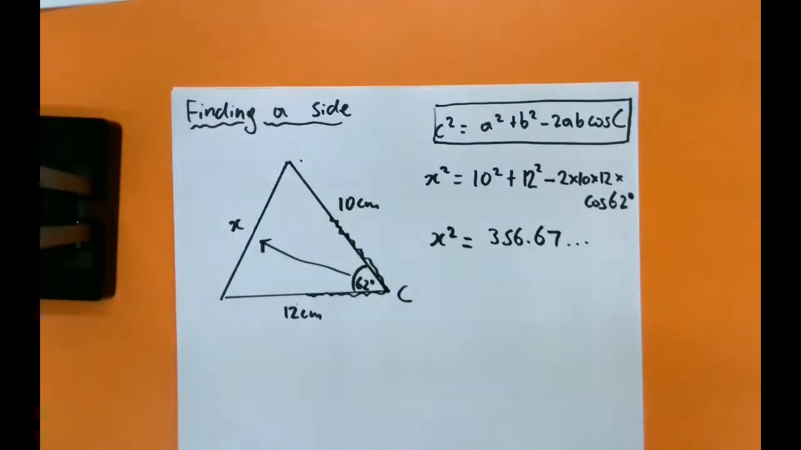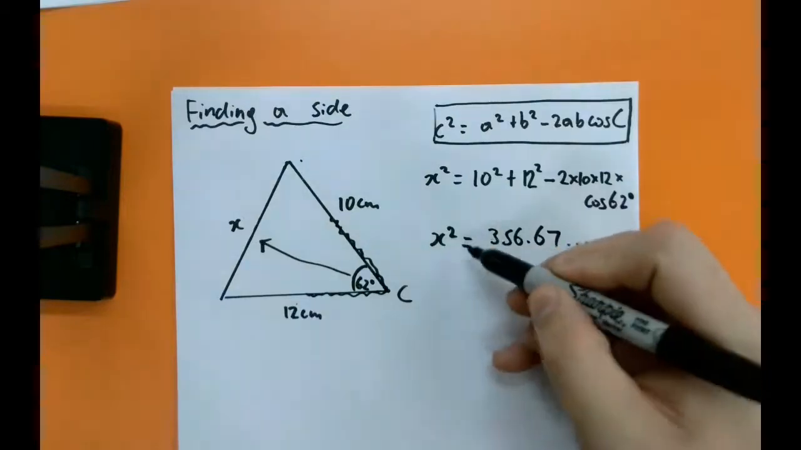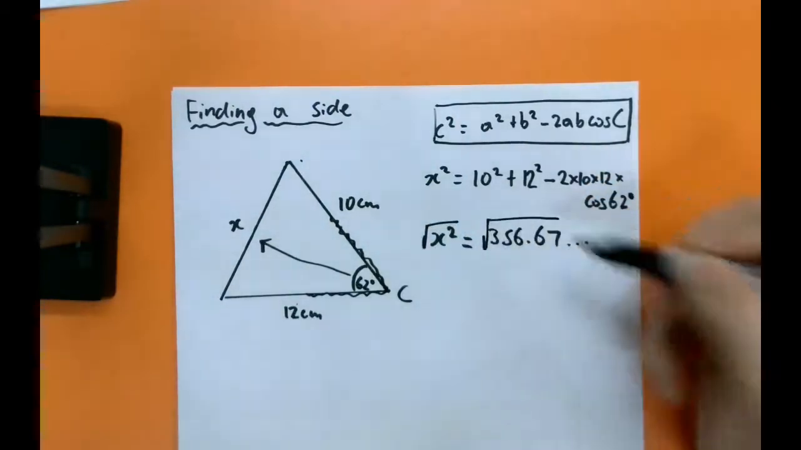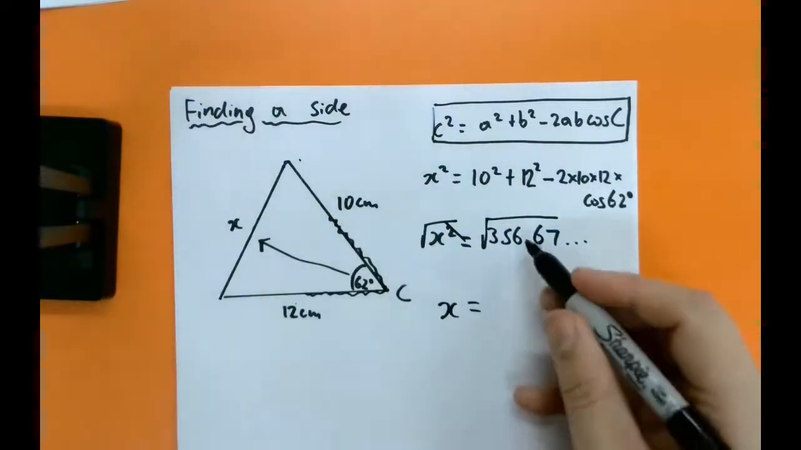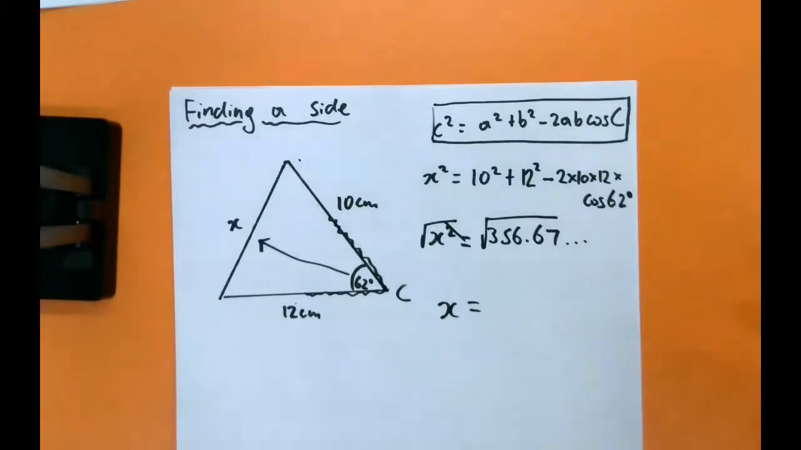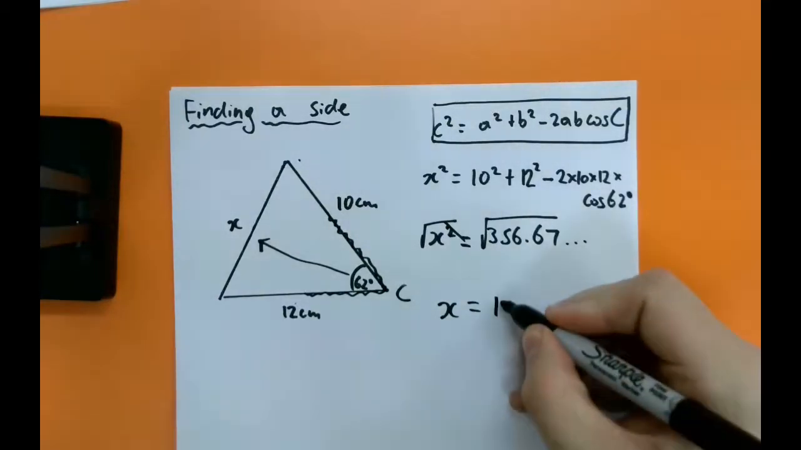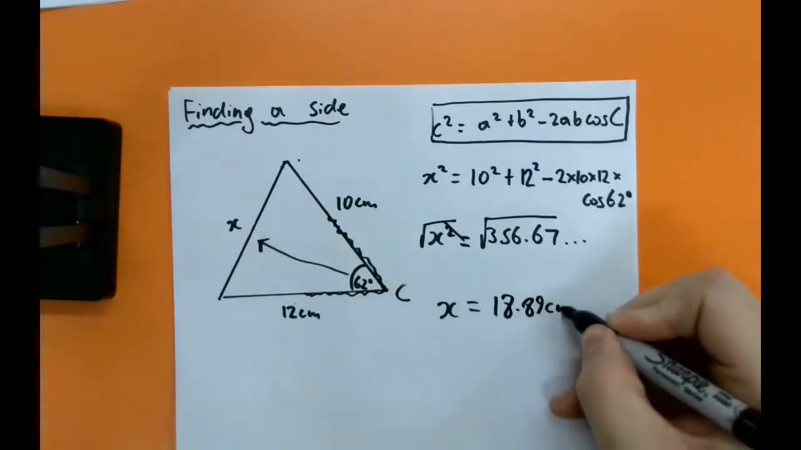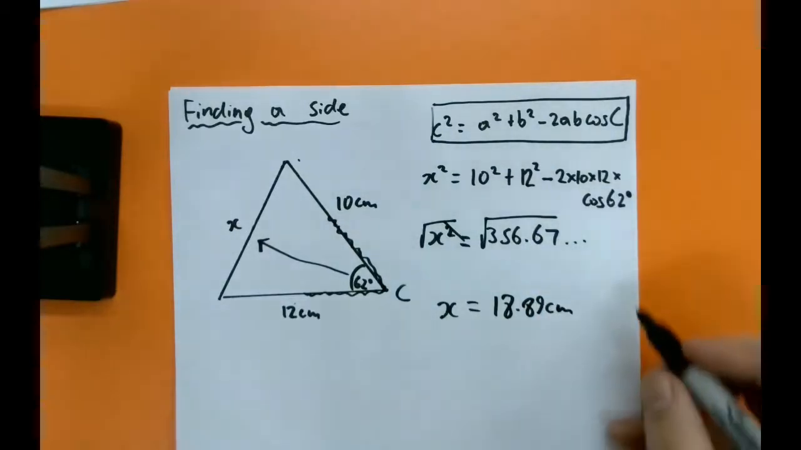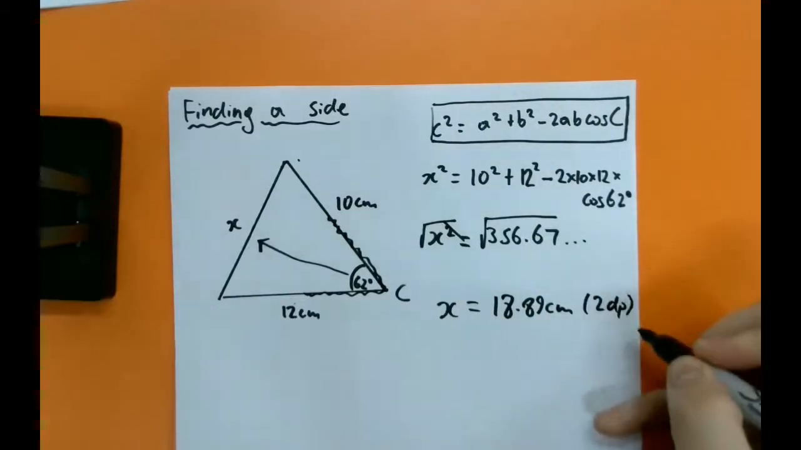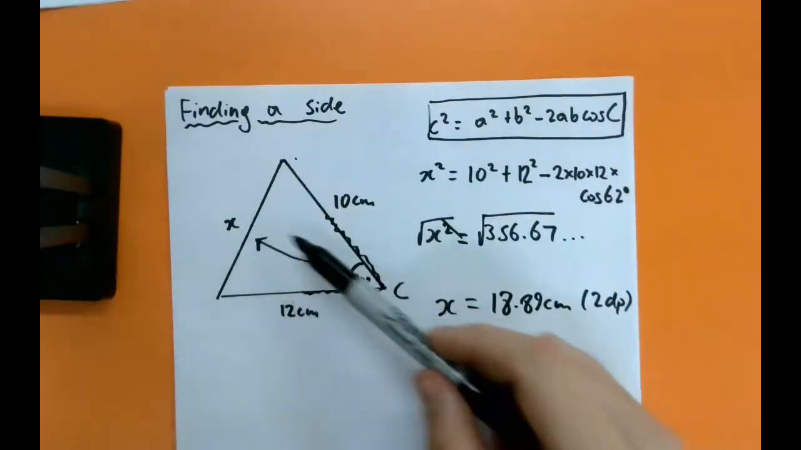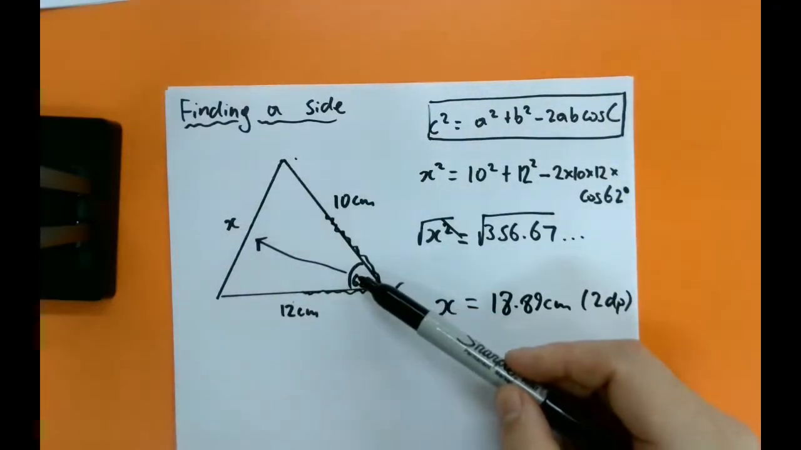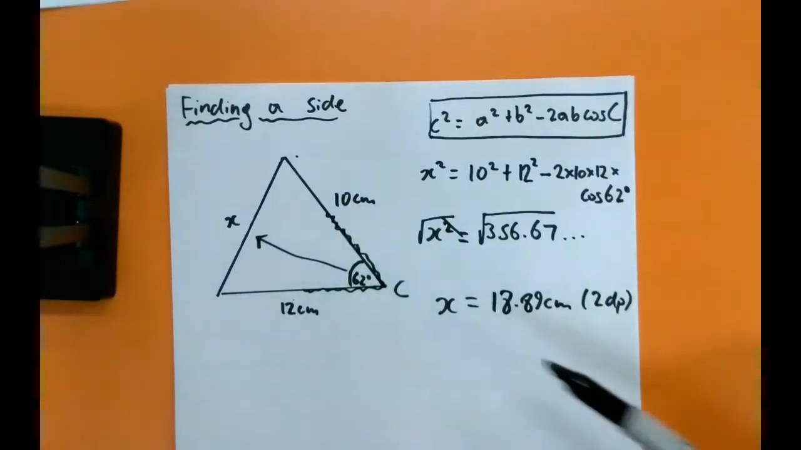We've done this before when we've been working with Pythagoras theorem. We need to get the x by itself, so we square root both sides, and that is why we are essentially doing square root answer. These will cancel, and we're just left with x is equal to the square root of 356.67 dot dot dot. So x is equal to 18.89 centimetres once you've worked that out on your calculator, and that is to 2 decimal places. That is how we find a side using the cosine rule. Just to highlight, the side we're trying to find is opposite the angle that we are using, and the a and b are either side of the included angle.